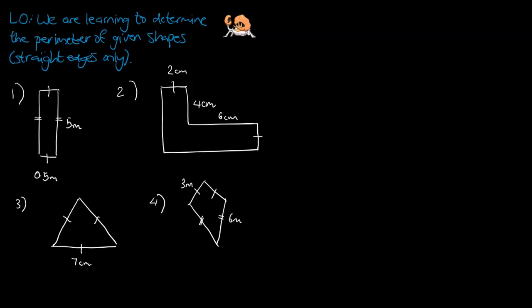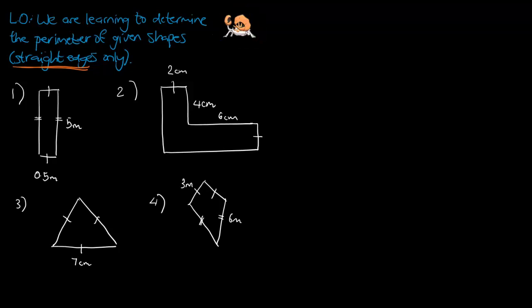Today's learning objective is in blue, and we are learning to determine the perimeter of given shapes. We're focusing on shapes with straight edges only. We will get around to the circle type of thing in the next learning objective. And up top we've got Engler helping us out.